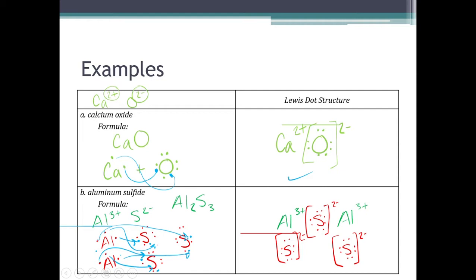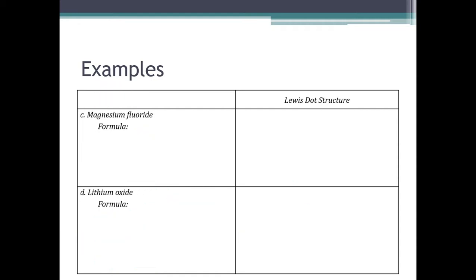And again, this is because your nonmetals are very electronegative. They're really good at pulling on those electrons, versus your metals are not very electronegative. They are not good at keeping those electrons. All right, 2 more examples here, and then you'll have some to practice on your own. Our next one is magnesium fluoride.